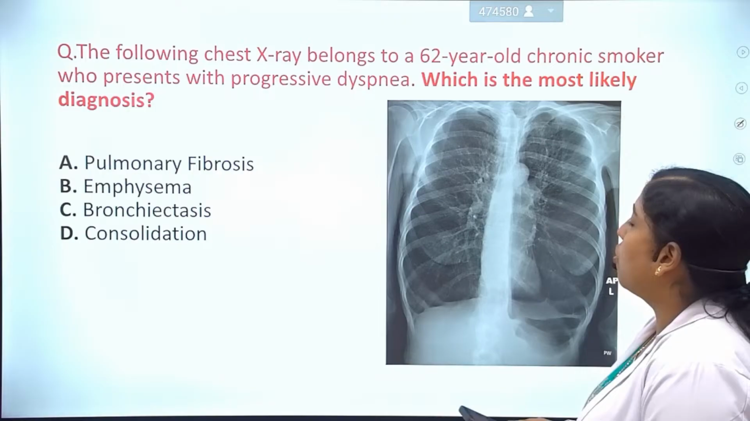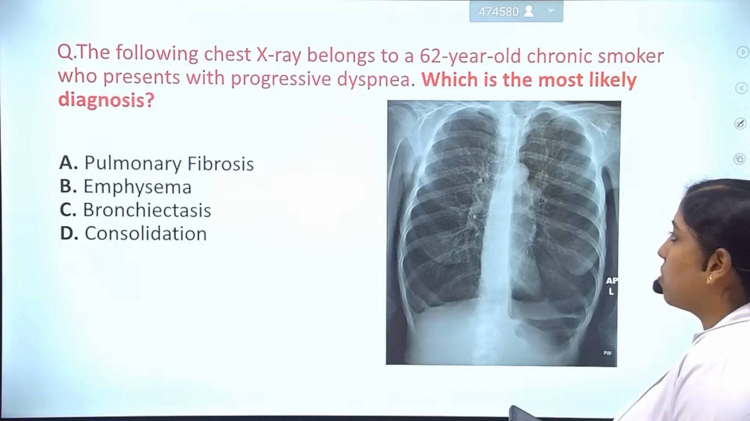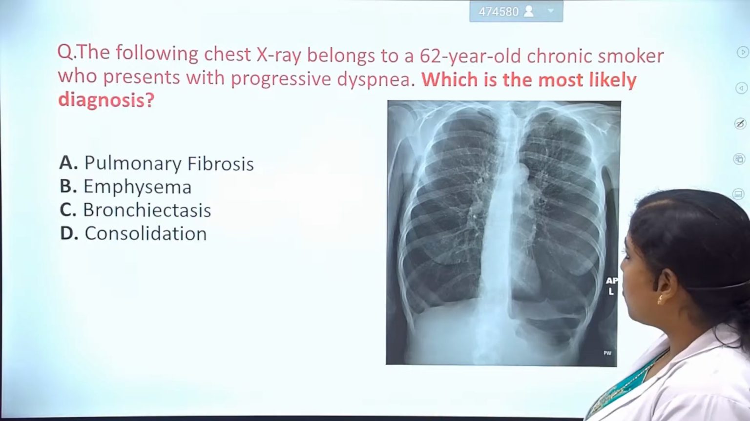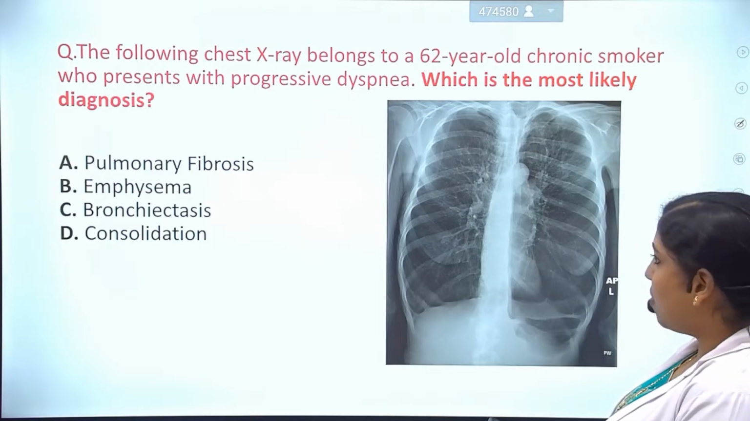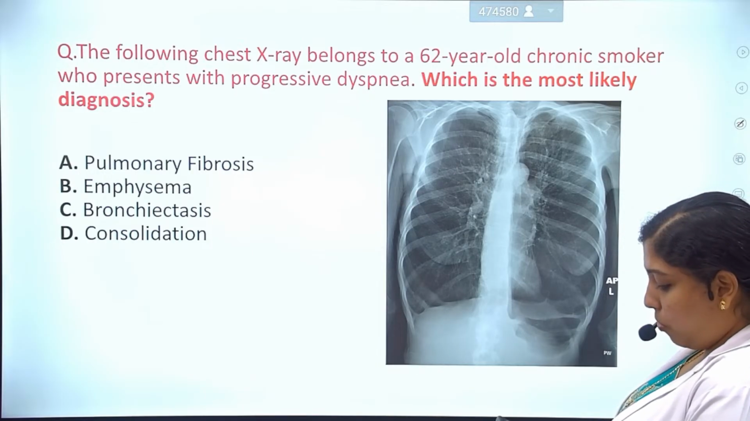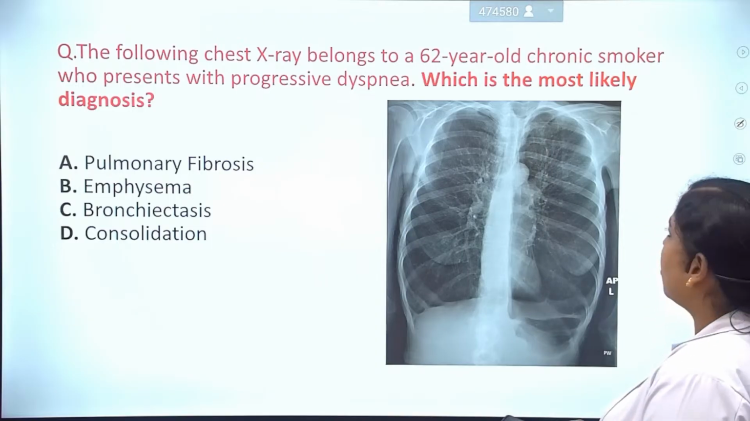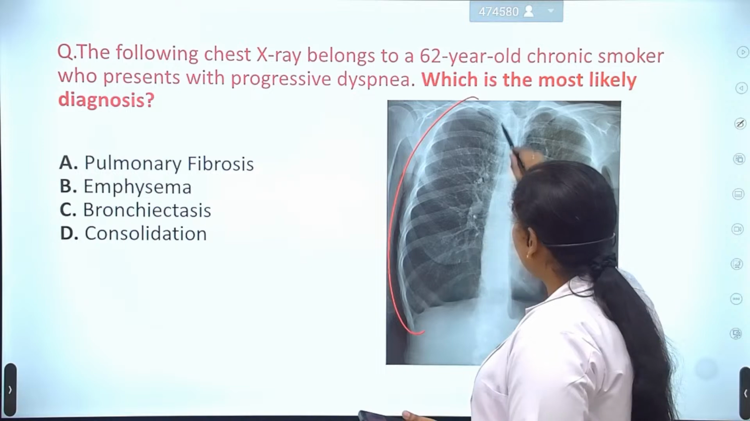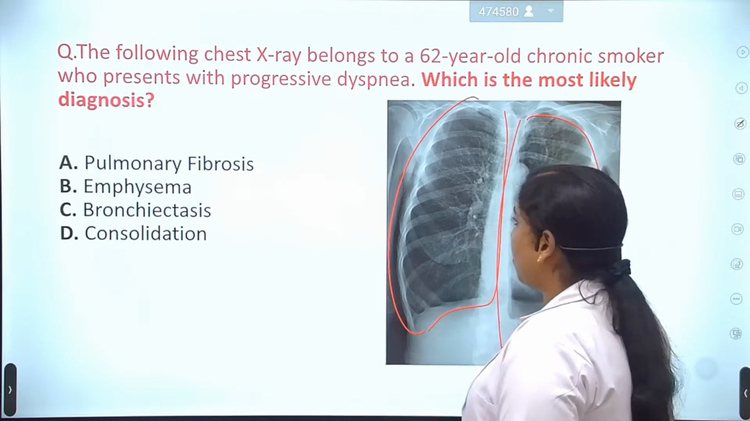A 62 years old smoker presents with progressive dyspnea, which is the most likely diagnosis? Are you answering it as C? Or are you answering for the chest X-ray MCQ or other MCQ? I think you people are answering for the previous MCQ. I am asking about this MCQ. As you see, there is hyperinflation of the lungs, which indicates emphysema. So B is the correct answer.